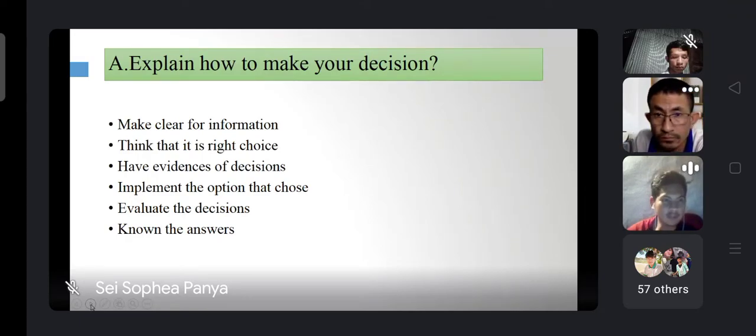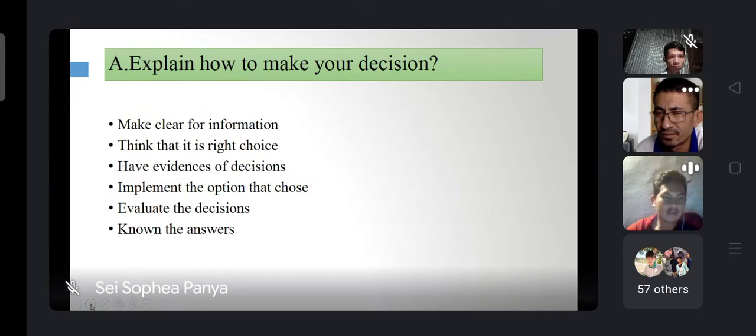The fourth point, implement the option that you choose. For example, you want to be a journalist. You need to know someone who works as a journalist. And when you know him or her, you can follow him or her and consider him or her as an idol, like you consider him or her as an example.